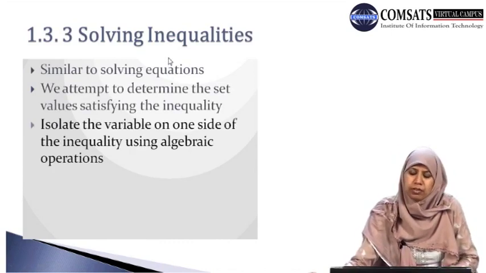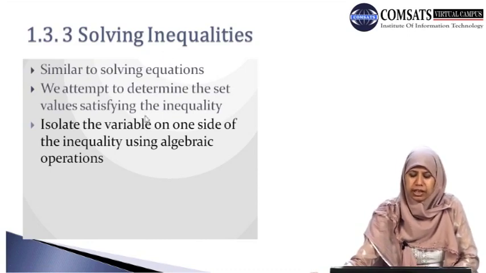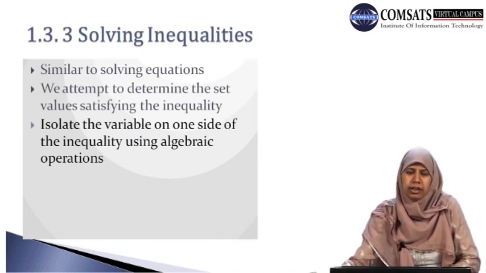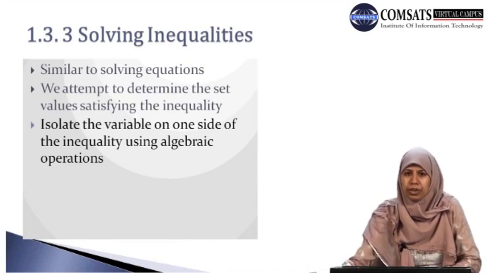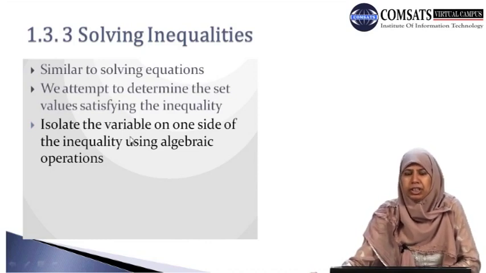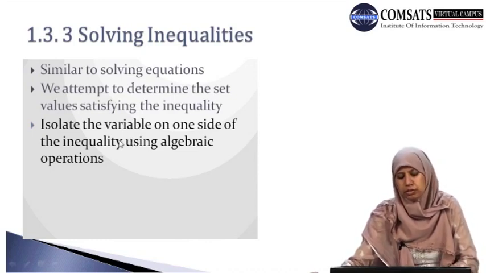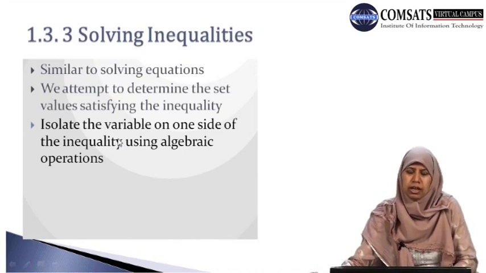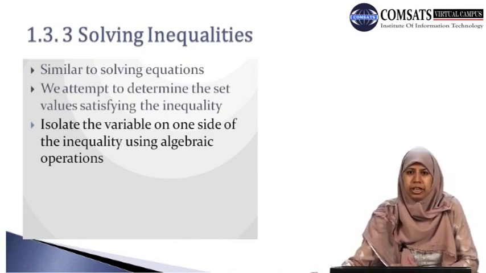So how do we solve our inequality? The main idea is that we isolate our variable on one side of the inequality using algebraic operations. The same procedure which we have done in solving our equations, that is, we isolate our variable on one side of the equation and the constants on the other side until we reach an equivalent equation. So we isolate our variable on one side of the inequality and the constants on the other side using some algebraic operations until the inequality is very clear.